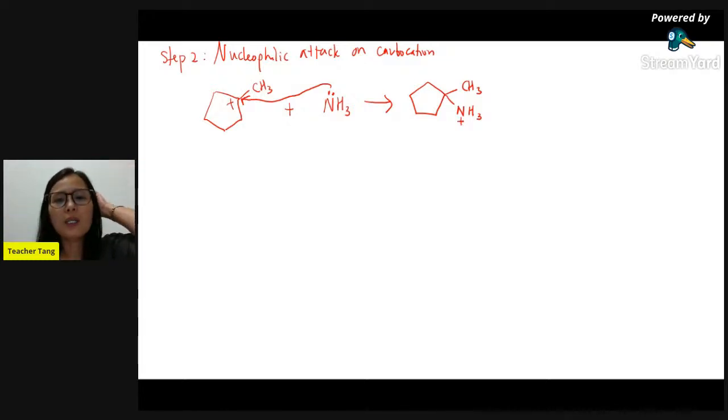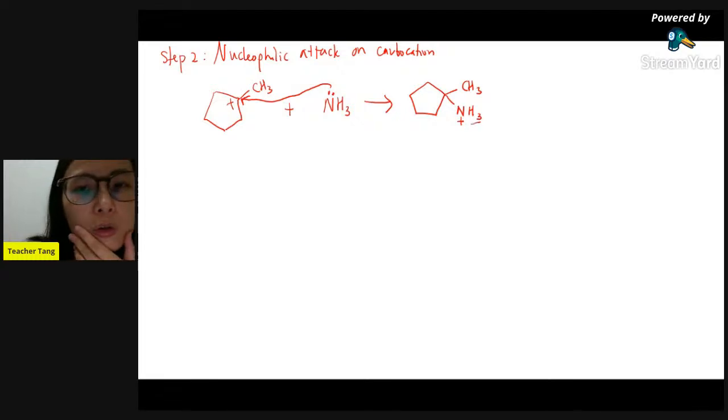Why positive? So again, nitrogen has 5 valence electrons. So here 4 bonds, so 3 plus 1, 4. So 5 minus 4, positive 1. Okay.